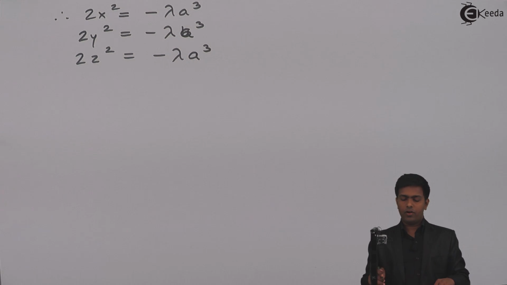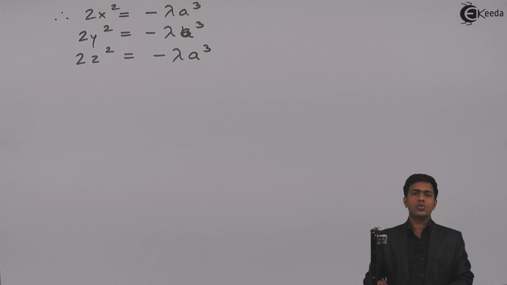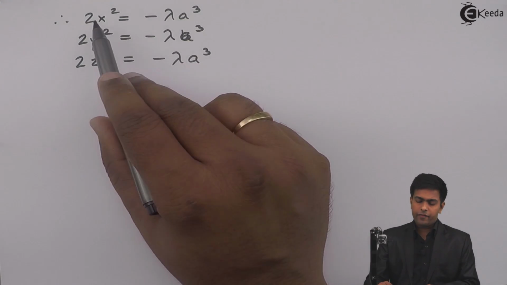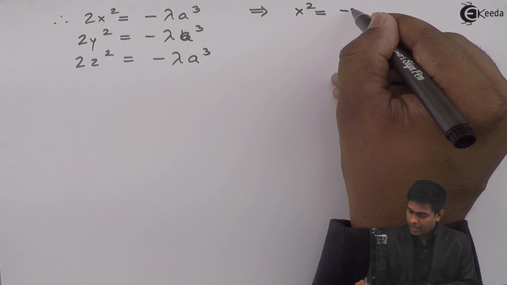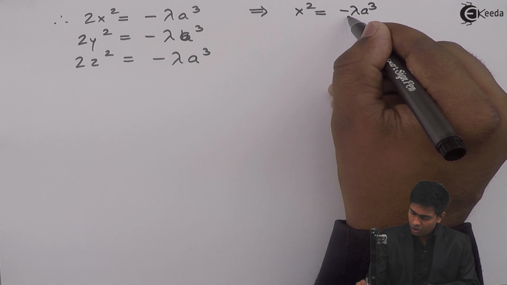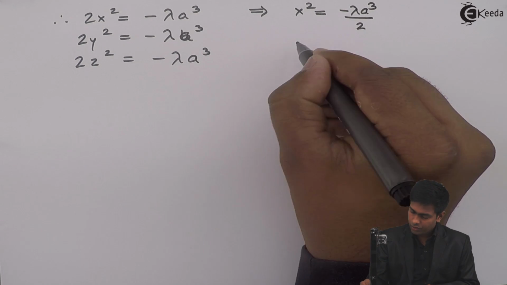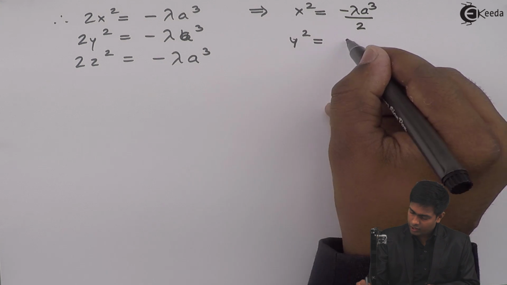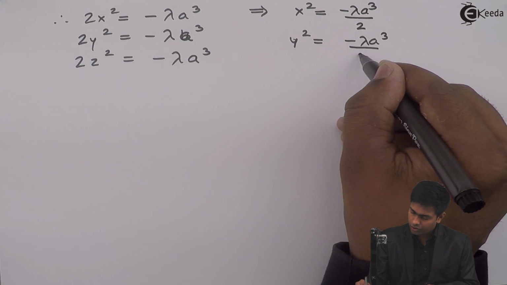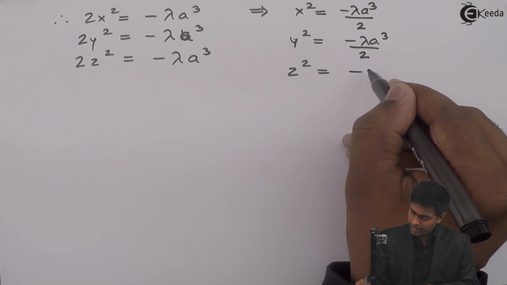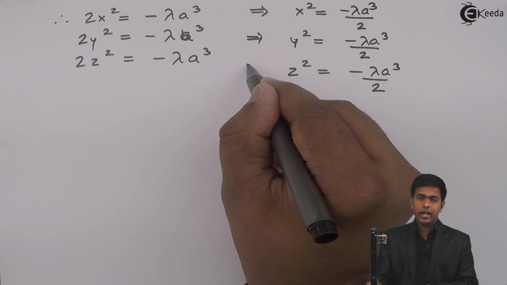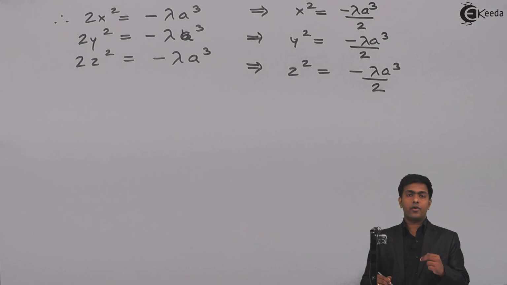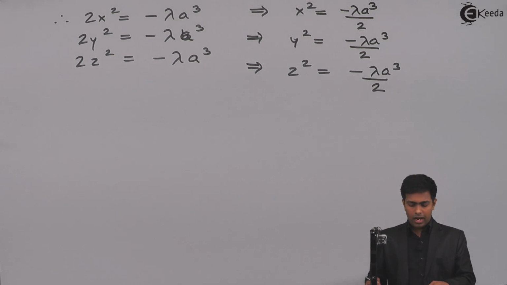So here we got the value of 2x square, 2y square and 2z square. From here I can find the value of x square. So we'll get x square as minus lambda a cube upon 2. Similarly y square will be the same value, minus lambda a cube upon 2, and z square will be minus lambda a cube upon 2. And now we'll use these values of x square, y square and z square in equation number 2, and by solving it we can get the value of lambda.